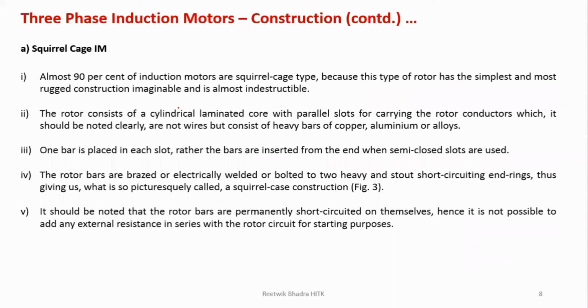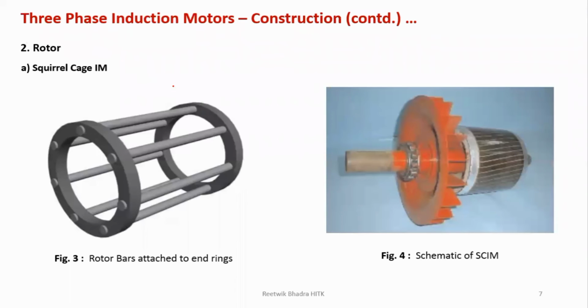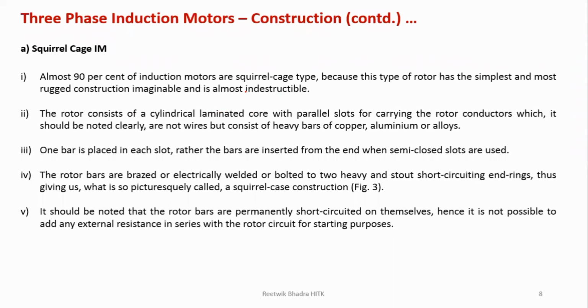Now a few small lines written for this. Almost 90% of induction motors are squirrel cage. All constructions made for induction motors are generally squirrel cage motors, because the rotor is a simple and most robust construction. Why I'm calling this robust, I'll tell you when I explain the wound rotor motor, because all these points are written in comparison to the next construction.